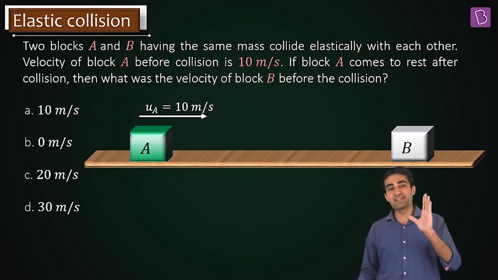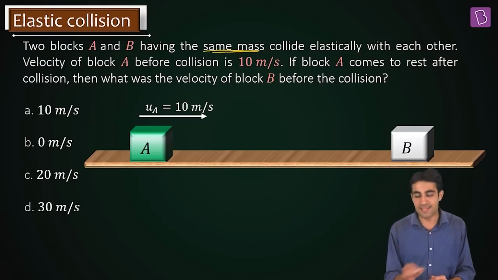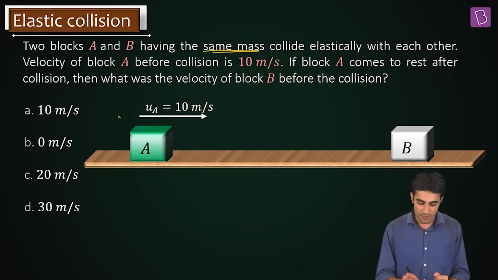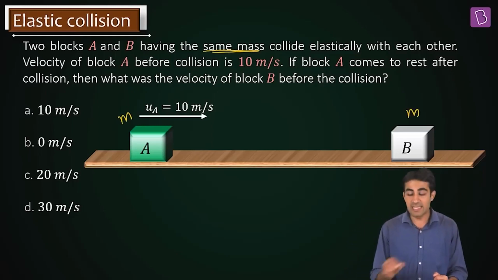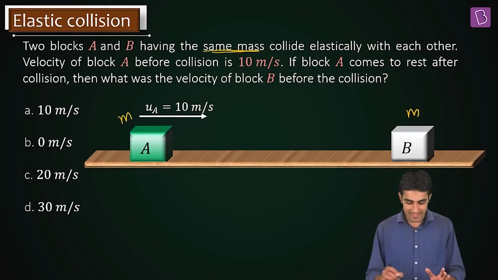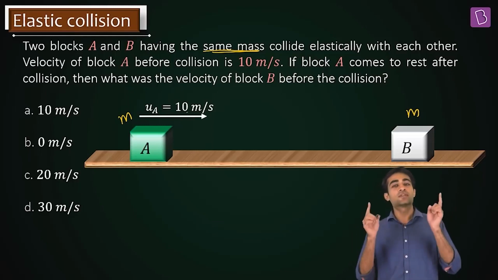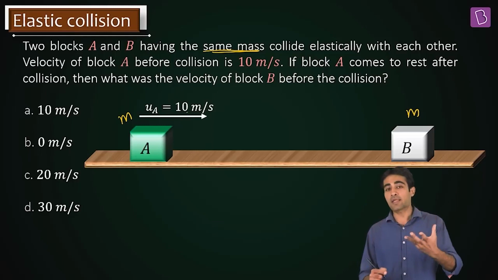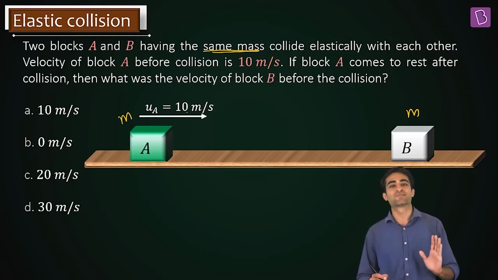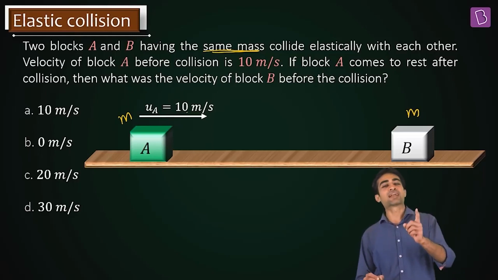See, many things are given in the question. First of all, they gave that the masses are same. So if block A is of mass small m, block B is also of mass small m. Then they gave the initial velocity of A. It was 10 meters per second. And they said after the elastic collision, block A suddenly comes to rest. So final velocity of block A is actually 0.